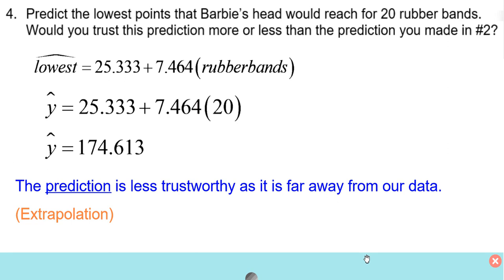So this is what we're getting into: extrapolation. We've got to think about, well, how trustworthy is our prediction going to be as we get farther and farther away from the data that we collected. So again, we stopped at 7 rubber bands, estimating to 20. We have to kind of take that with a grain of salt and say, well, it might be less trustworthy because we're further away from our data sets.